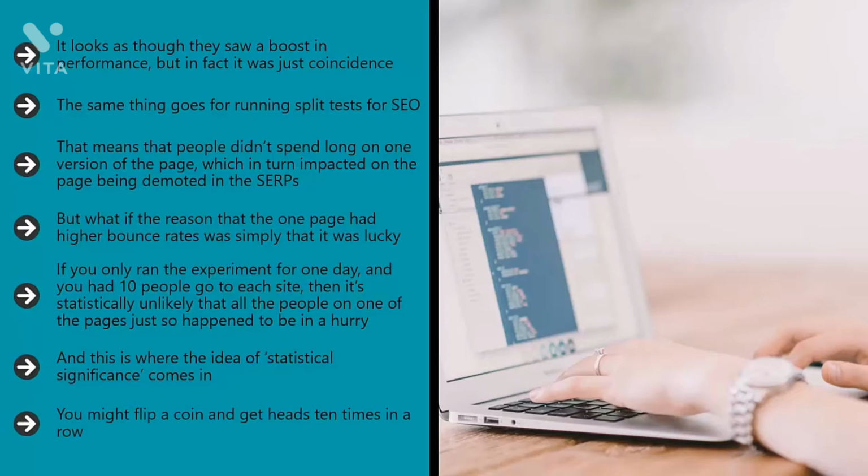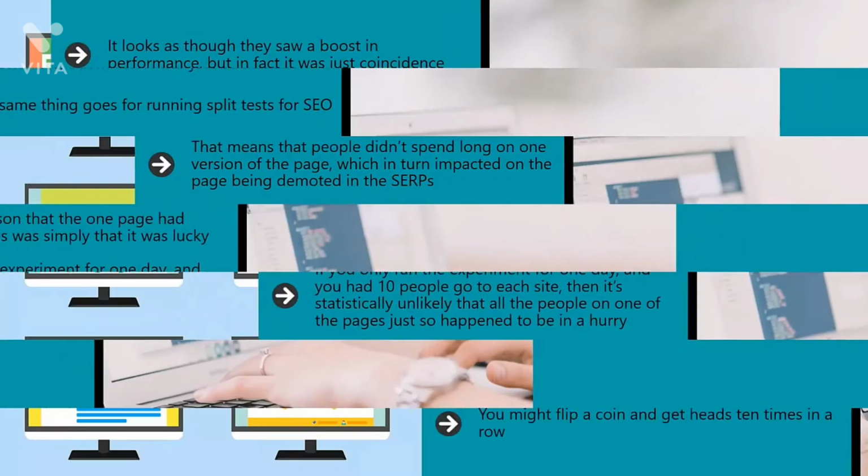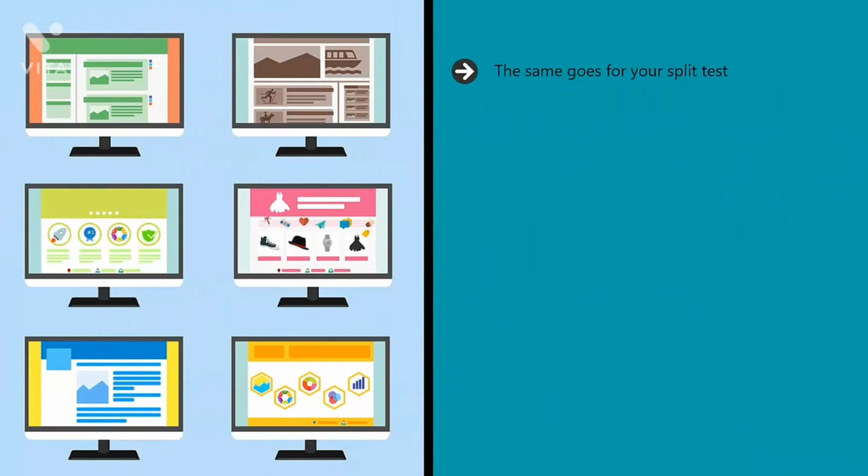You might flip a coin and get heads 10 times in a row. That's an extremely unlikely outcome, but it's possible. But if you flip a coin and get heads 100 times in a row, that is so astronomically unlikely to be coincidence that you can probably assume the coin is rigged. The same goes for your split test.